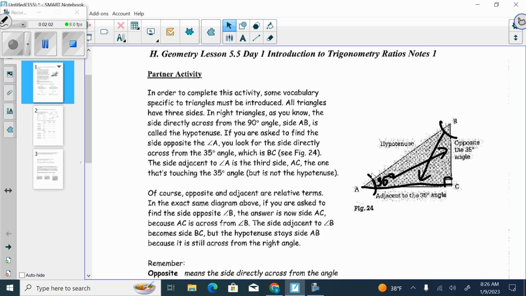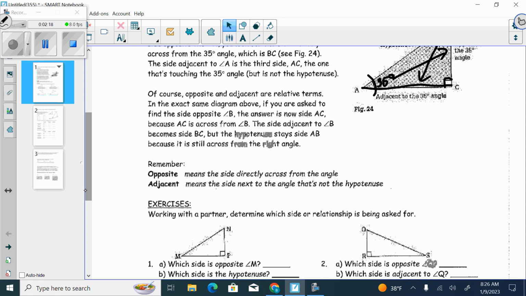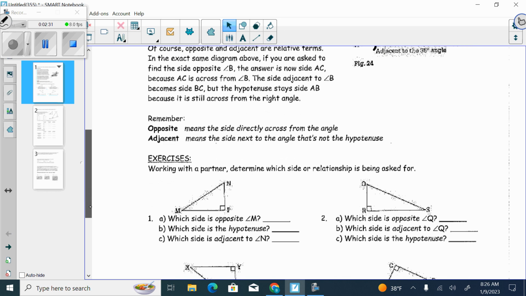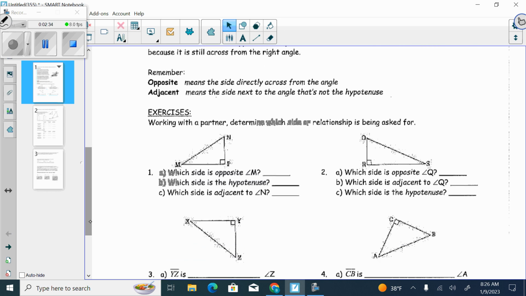Okay, so opposite is going to be directly across from whatever angle they tell you to look at. Adjacent is the one beside the angle they tell you to look at. And then your hypotenuse stays the same, always directly across from that 90-degree angle. So then it says here, just remember that opposite means directly across from the angle, while adjacent is going to mean the side next to the angle that is not the hypotenuse. Hypotenuse is hypotenuse. Okay, so it says you are going to work with a partner and determine which side or relationship is being asked for.